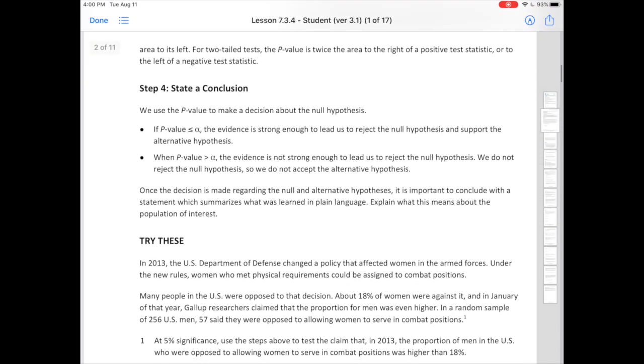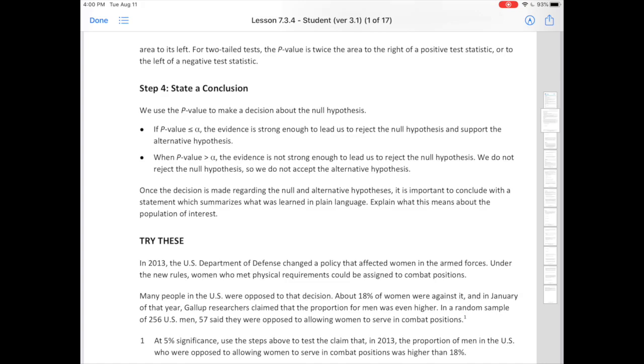Step 4, state a conclusion. We use the p-value to make a decision about the null hypothesis. If the p-value is less than or equal to alpha, the evidence is strong enough to lead us to reject the null hypothesis and support the alternative hypothesis. When the p-value is greater than alpha, the evidence is not strong enough to lead us to reject the null hypothesis. We do not reject the null hypothesis, so we do not accept the alternative hypothesis.